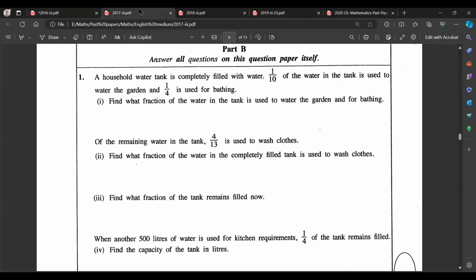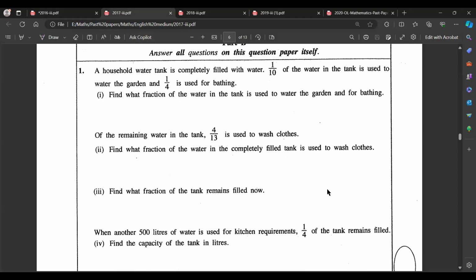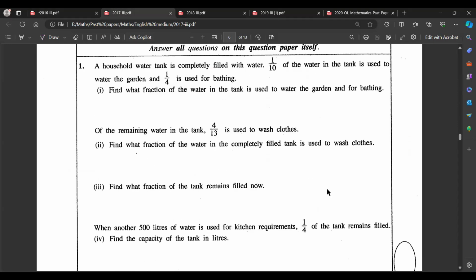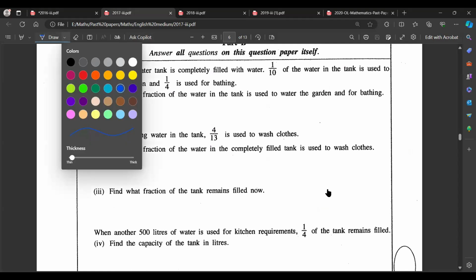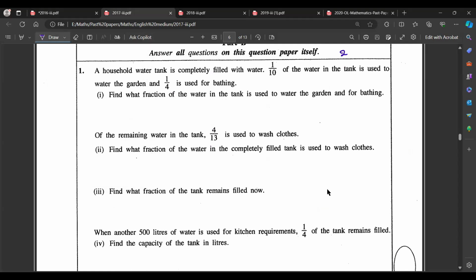Shall we move to the 2017 one? Okay. Go to the 2017 question. I will do it a little quicker. Okay. This is the 2017 one only. Go to that one. Try it. I give some time.